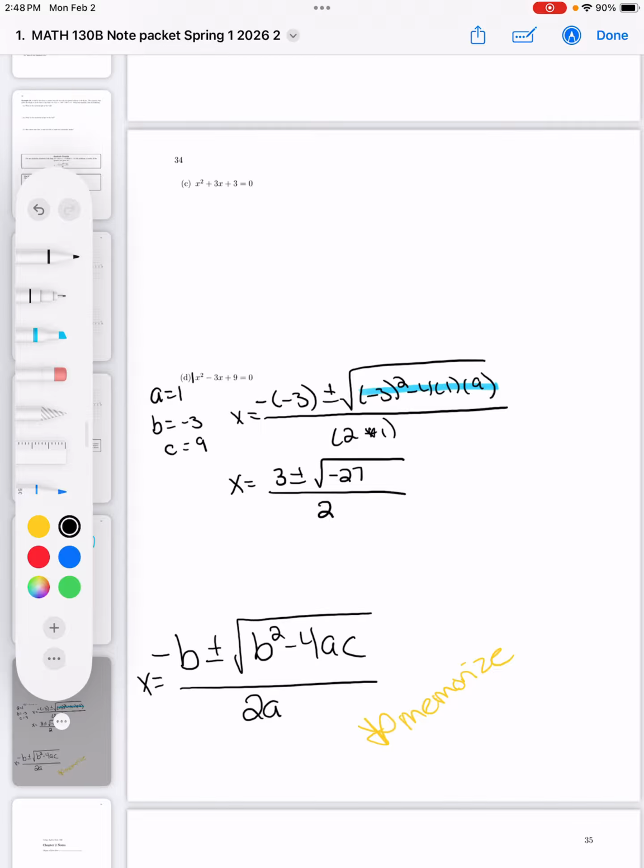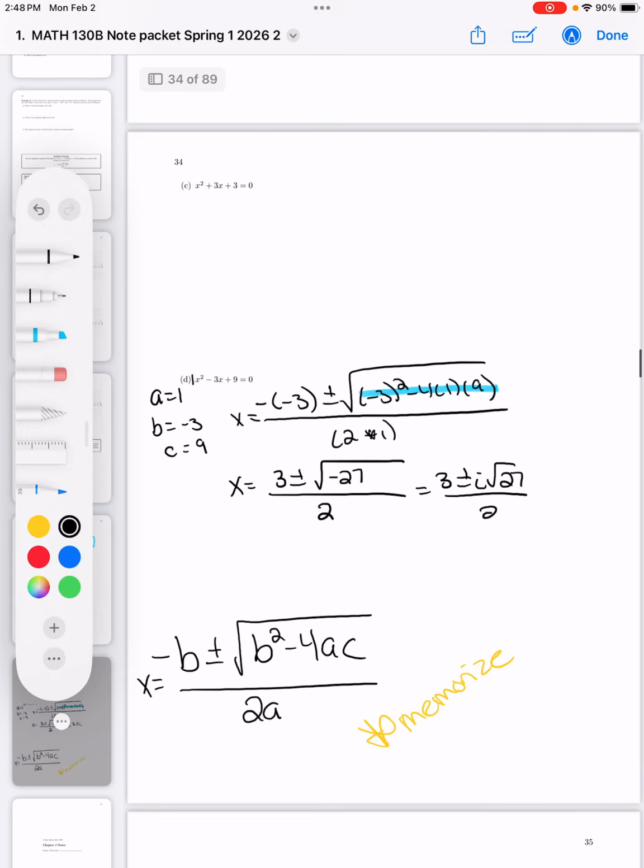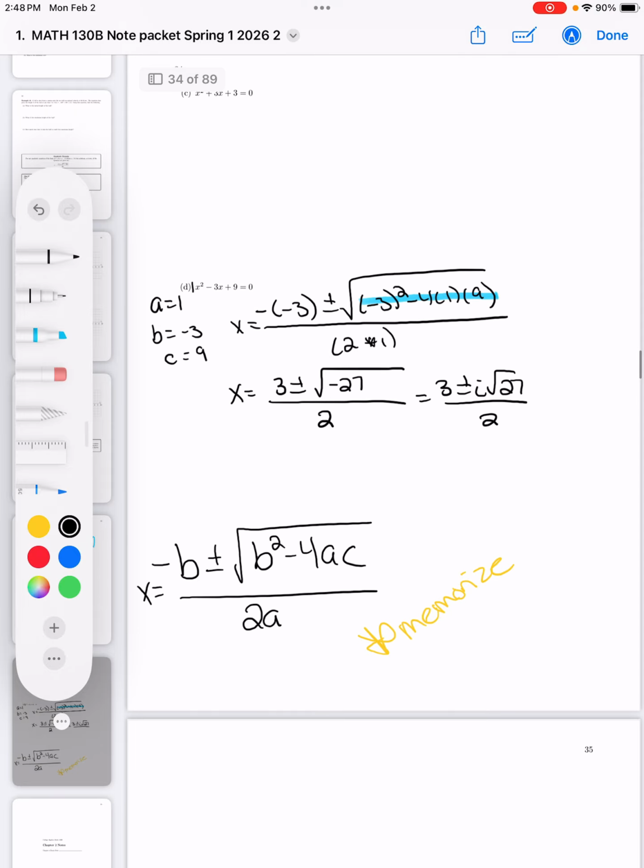Negative 27 in the square root is an imaginary number, so I'm going to pull the i out. So I'm just left with the square root of 27. Square root of 27 is not a perfect square. If I type that in the calculator, it's going to give me a decimal. So instead, I am going to try to reduce this. So that is that factor tree. 27 divides by 3. Remember to try small prime numbers. 2, 3, 5, 7.